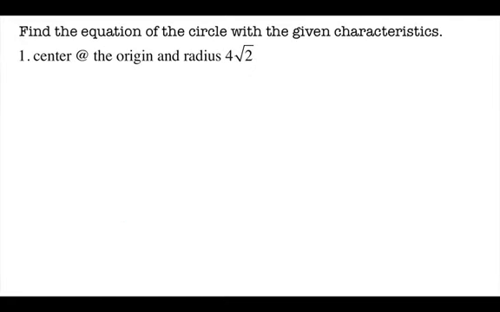Find the equation of the circle with the given characteristics. Center at the origin and radius 4 radical 2. So I can use this since the center is (0, 0). They give me the radius, so I plug it into the formula. I simplify what you see here, and I get this as my answer.